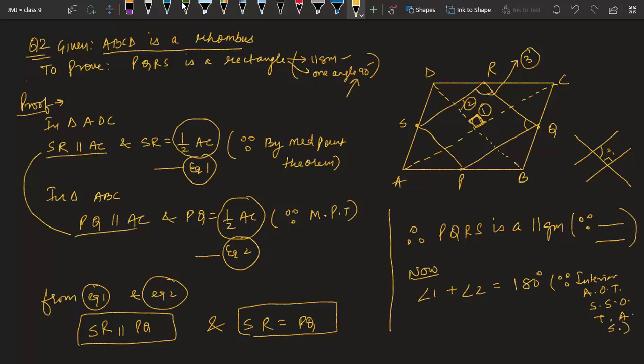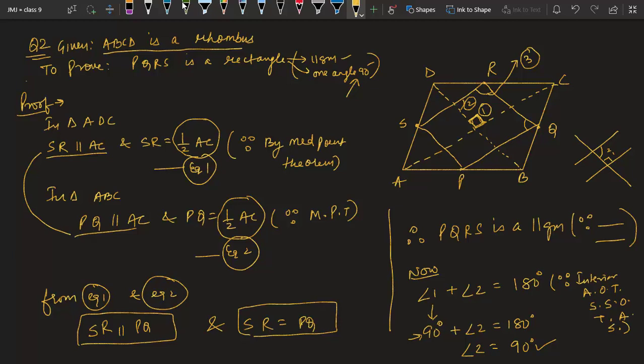I am writing in the short form, you can write the complete form. Luckily we know the value of angle 1 is 90 degree. From where we got this value? Because we know in a rhombus diagonals bisect perpendicularly. Plus angle 2 is equal to 180 degree. That gives you angle 2 equal to 180 minus 90, 90 degree. So we have reached from angle 1 to angle 2.